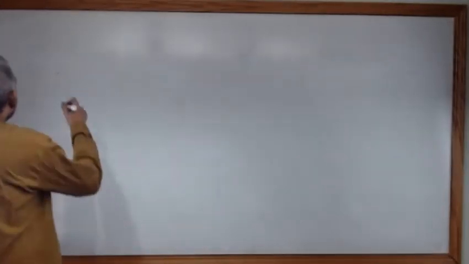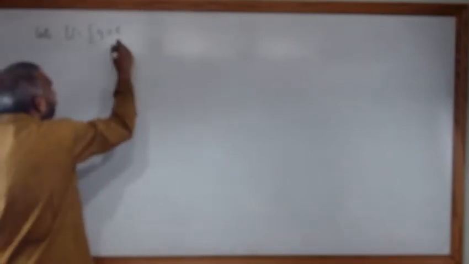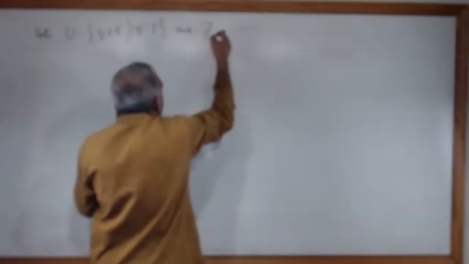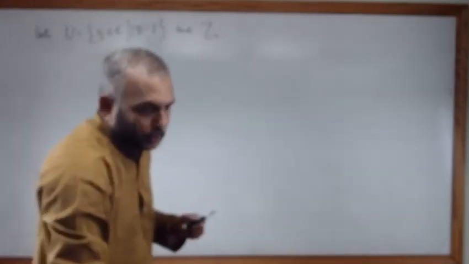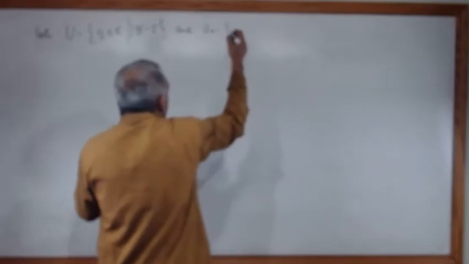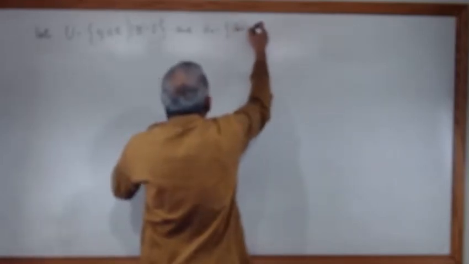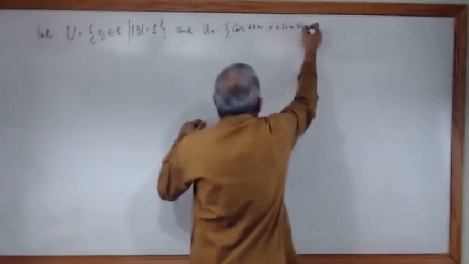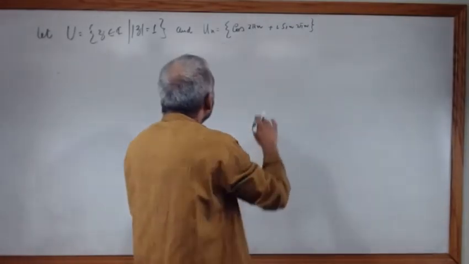Our next problem is this. Let U be all complex numbers such that, this is a unit circle, so such that mod is equal to 1. And let's take Un, which is equal to cos 2 pi by n plus i sine 2 pi by n.